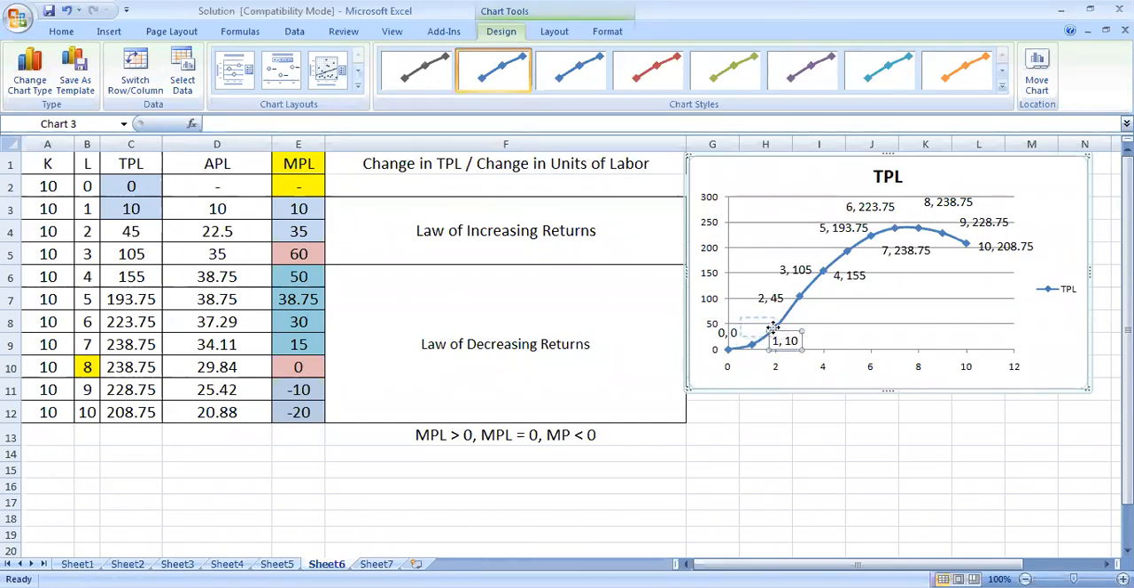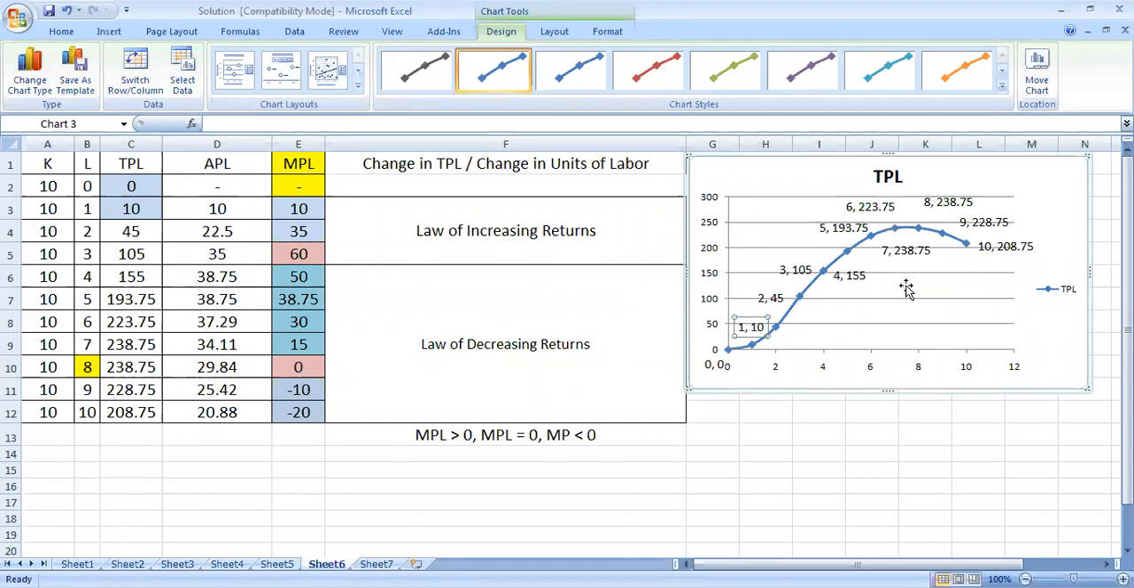Okay, now let's look at the values. When you employ 0 units of labor, the output should be 0. When you employ 1 unit of labor, you could see that from the graph. At 1 unit of labor, the output is 10. At 2 units of labor, we have 45 units of output. At 3 units of labor, we have 105 units of output. At 4 units of labor, we have 155 units of output.